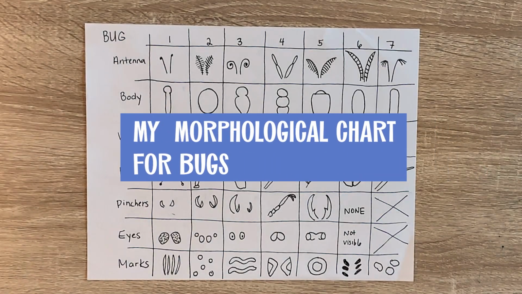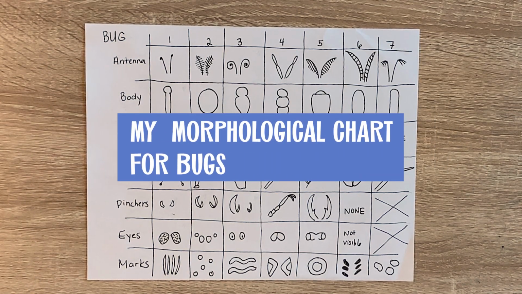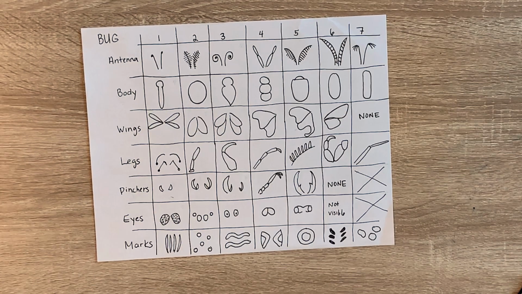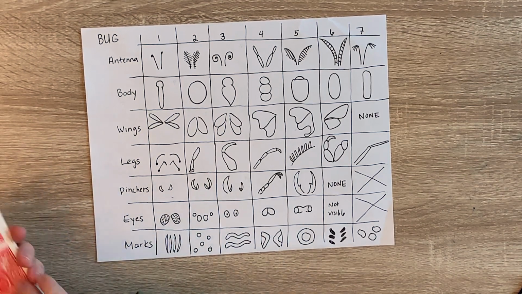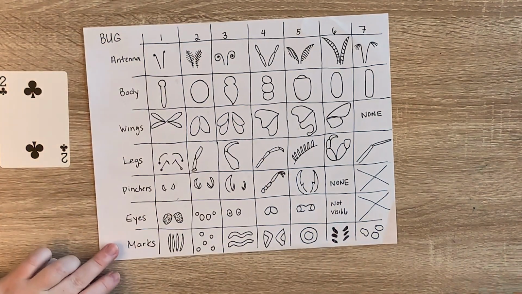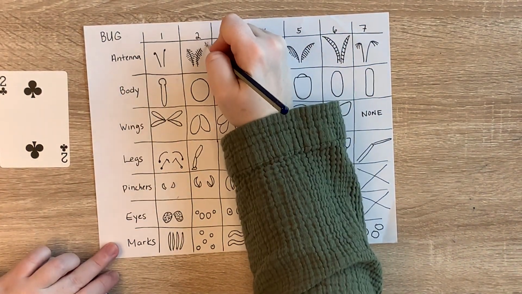Today I'm sharing how I use an engineering tool called a morphological chart when I'm feeling artistically stuck. It's a simple tool and there's no math required whatsoever, I promise. I will be designing a unique bug to show how I use a morphological chart to come up with drawing ideas. Each row is for a part of the bug with different options for that part listed.